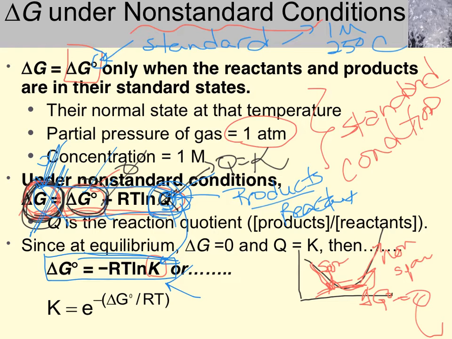If you need it in exponential form, if that's easier for you to solve, you can just work with the e's instead of natural logs. So you may want to look through chapter 14 and the very end of it, where it talks about relationship between equilibrium and free energy, because you may get a little bit more theory behind it.